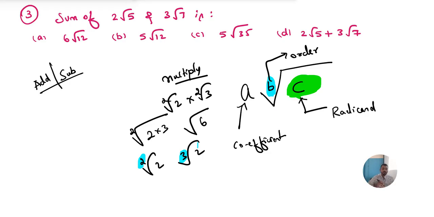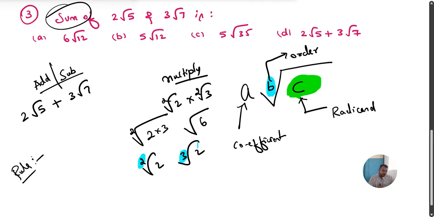Similarly, let me come back to addition or subtraction. Let me take this question itself: 2 root 5 plus 3 root 7, because they are asking us for the sum. Sum means we have to add both the surds. Is it possible to add both these surds? No. Why? What is the reason we can't add them? There is a rule. If we want to add or subtract surds, what should they follow? Any guess?